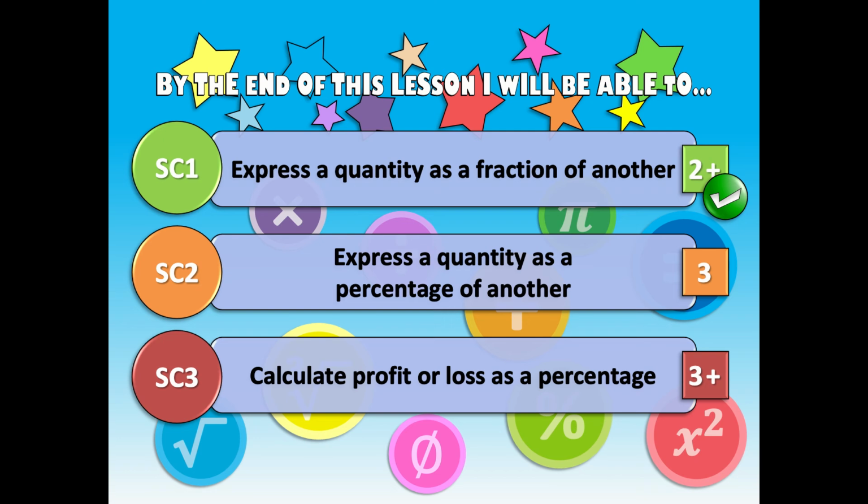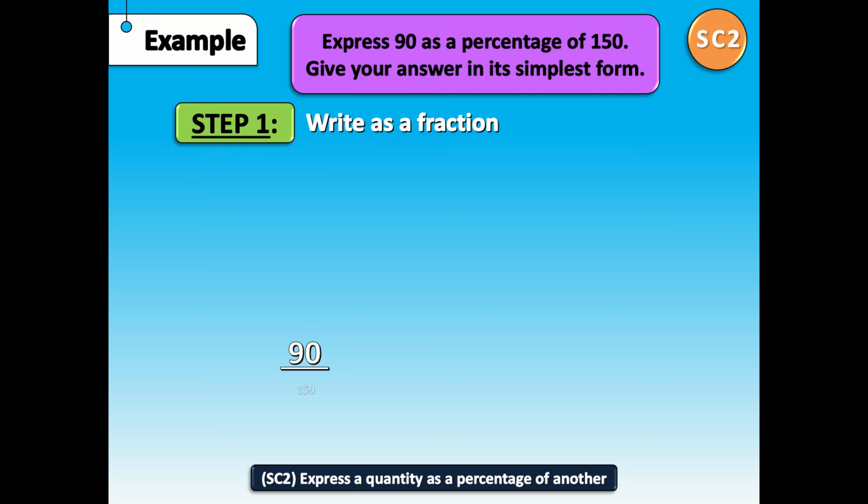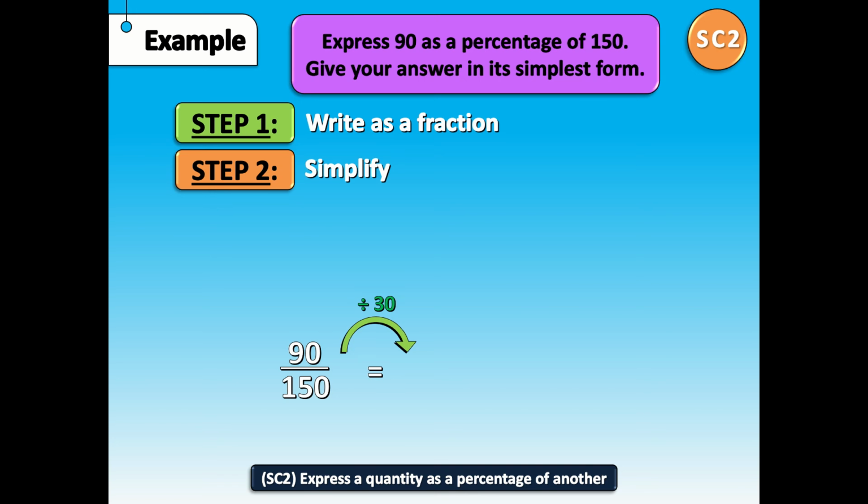So we're going to move on to number 2, and this is to express a quantity as a percentage of another. So we want to express 90 as a percentage of 150. So we want to write it as a fraction first of all. So that's 90 over 150. Then we'd simplify that fraction. So I can divide the top and the bottom by 30.